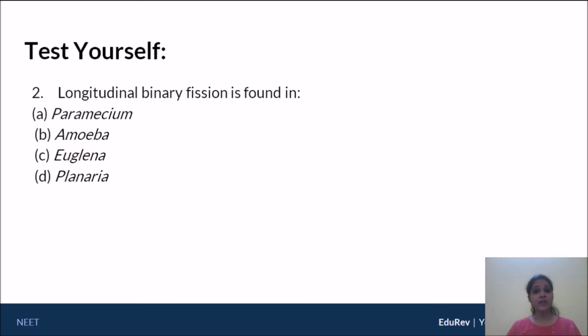But Euglena is biflagellated, so it is important to have longitudinal binary fission: transfer one flagellum to one daughter, and the other flagellum to the other daughter. From there, a replica can be formed. So longitudinal binary fission, very specifically, is seen in the case of Euglena.